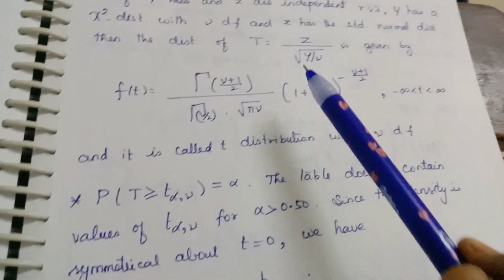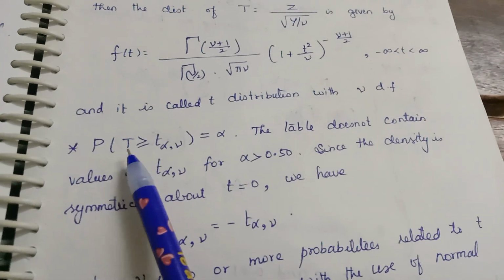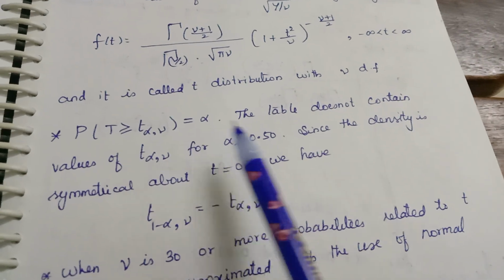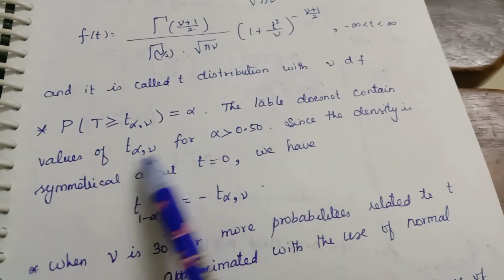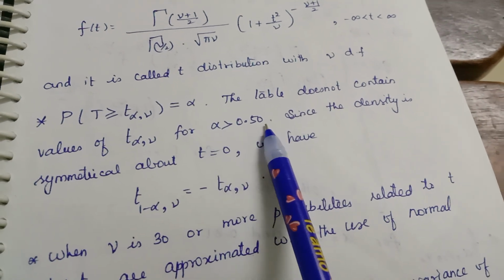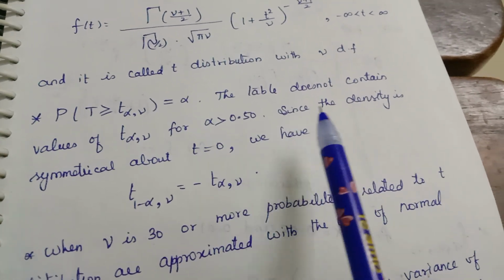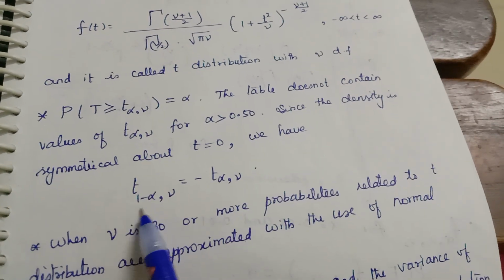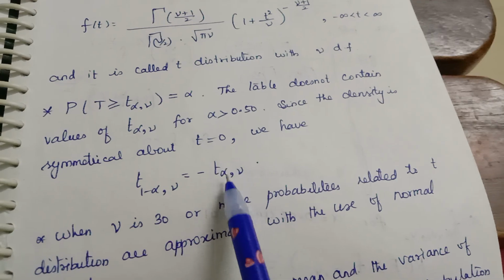This follows the t distribution, and probability of t greater than t of alpha comma nu equals alpha, and the table contains values for alpha, which is the level of significance, greater than 0.5. Since it is symmetrical about 0, on both sides we have t of 1 minus alpha comma nu equal to minus t of alpha comma nu, because it is a symmetrical one.